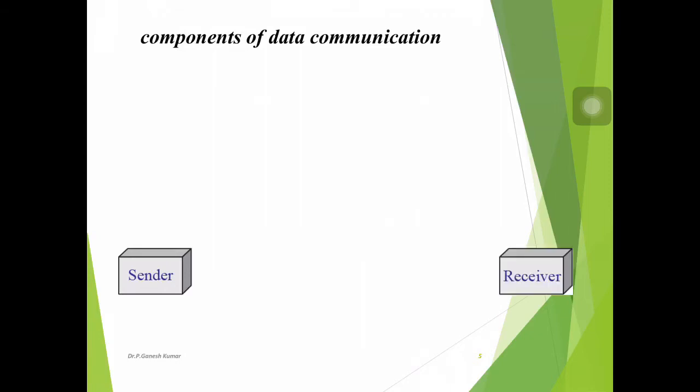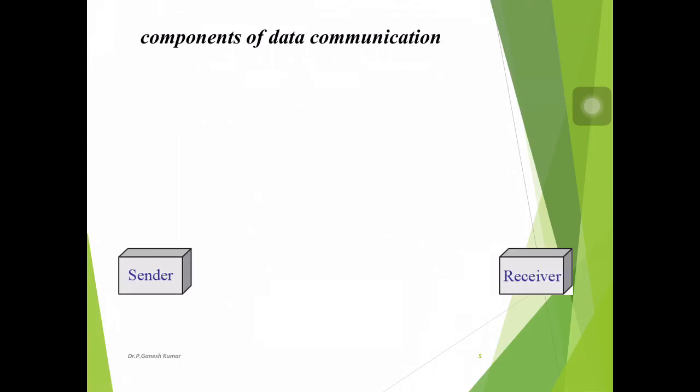If you want to exchange or share information from one device to another device, what are all the things required? There are five components required for data communication. What are the five different components? Now let us see. The first component is a sender. Some sender wants to exchange or share information, so we basically require a sender. And then we require one receiver, because I am going to send some information, and some designated receiver is going to receive my information. So now these are the two components.